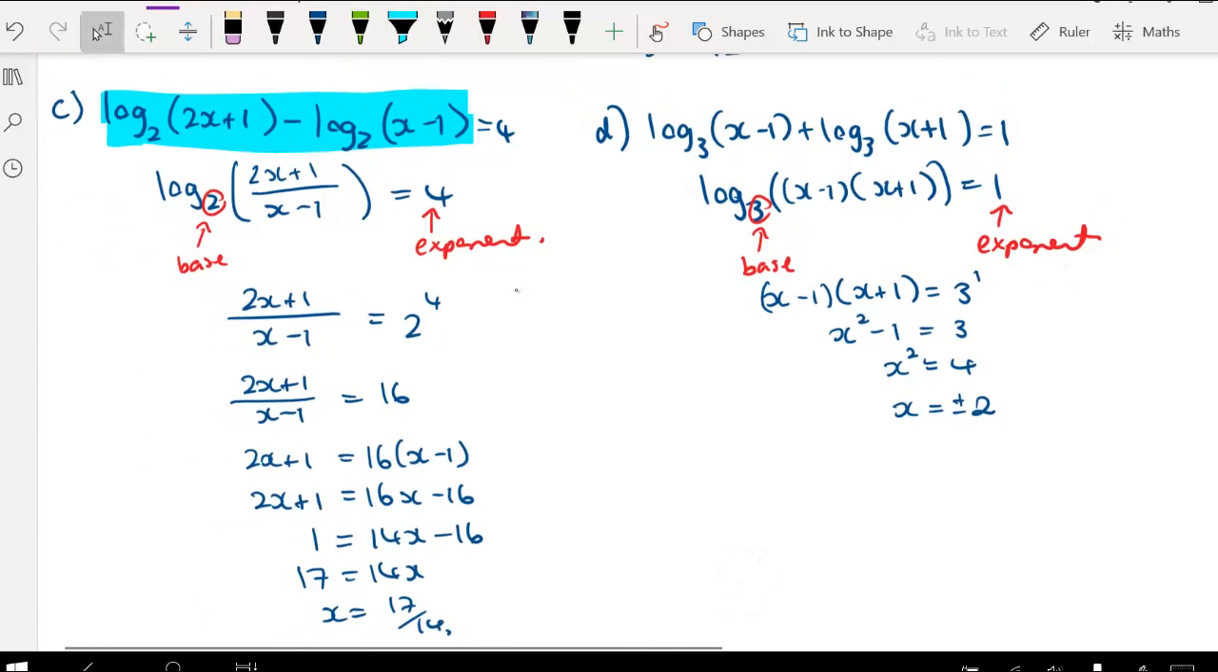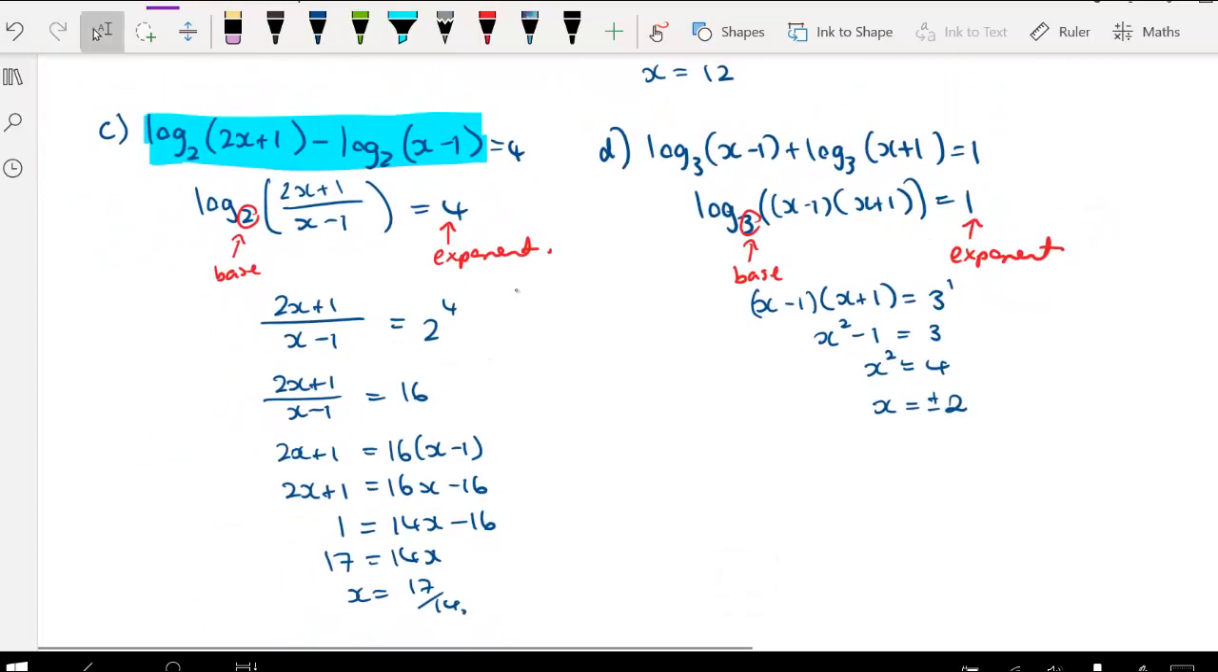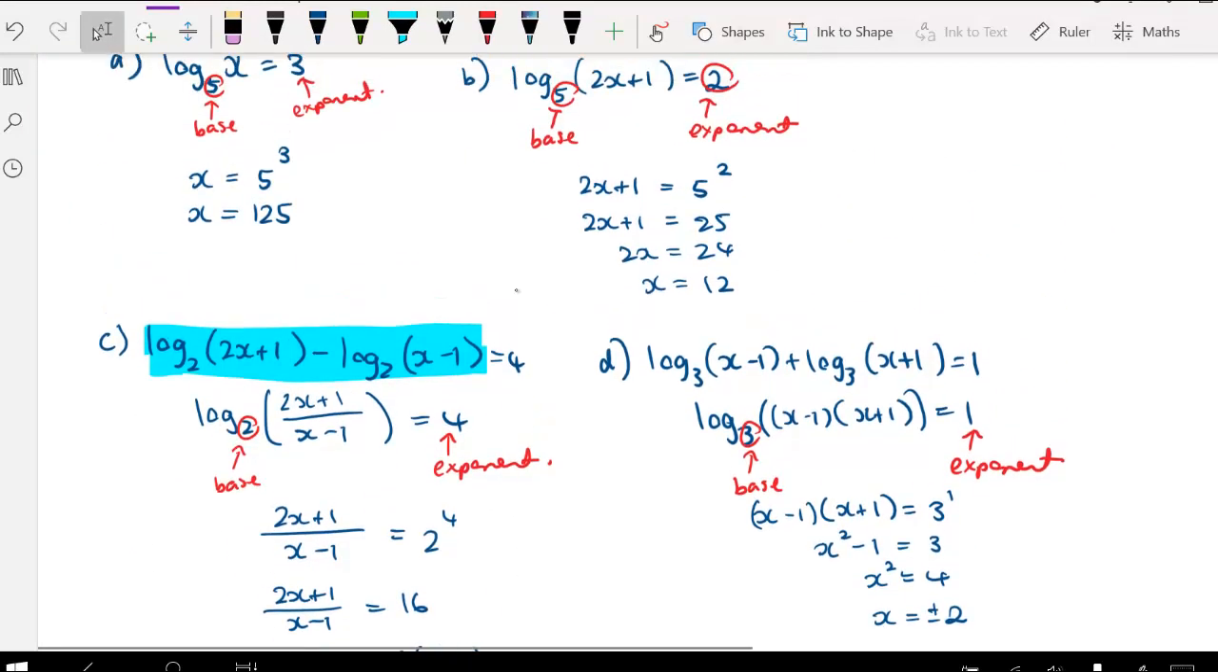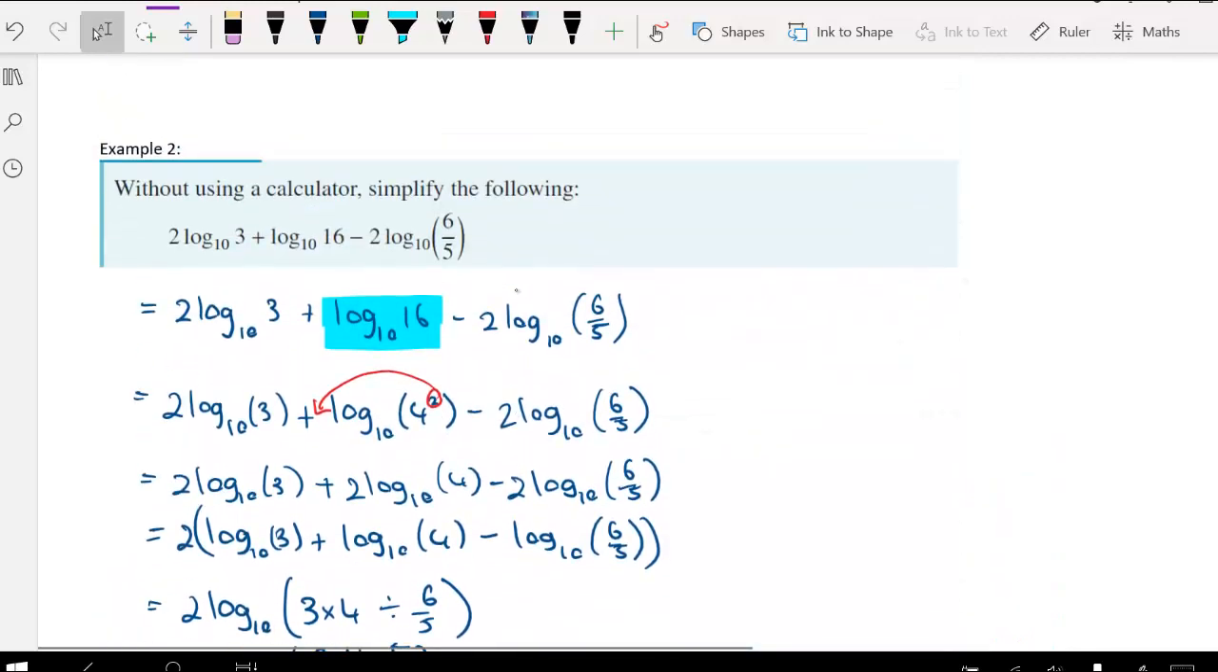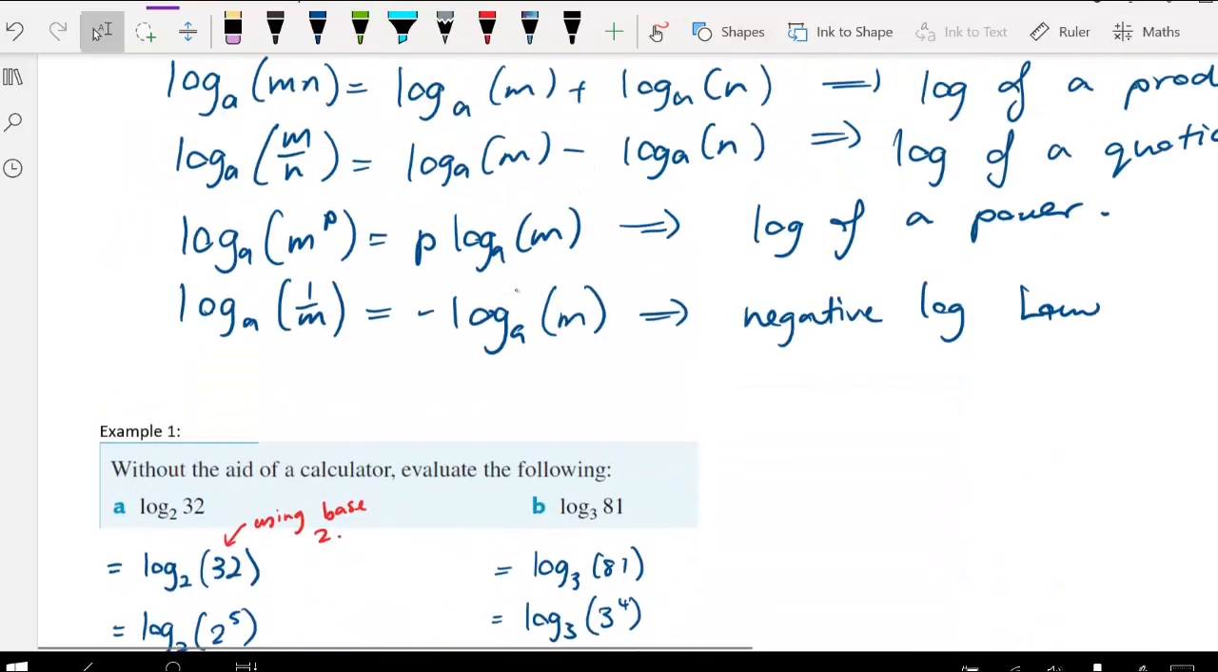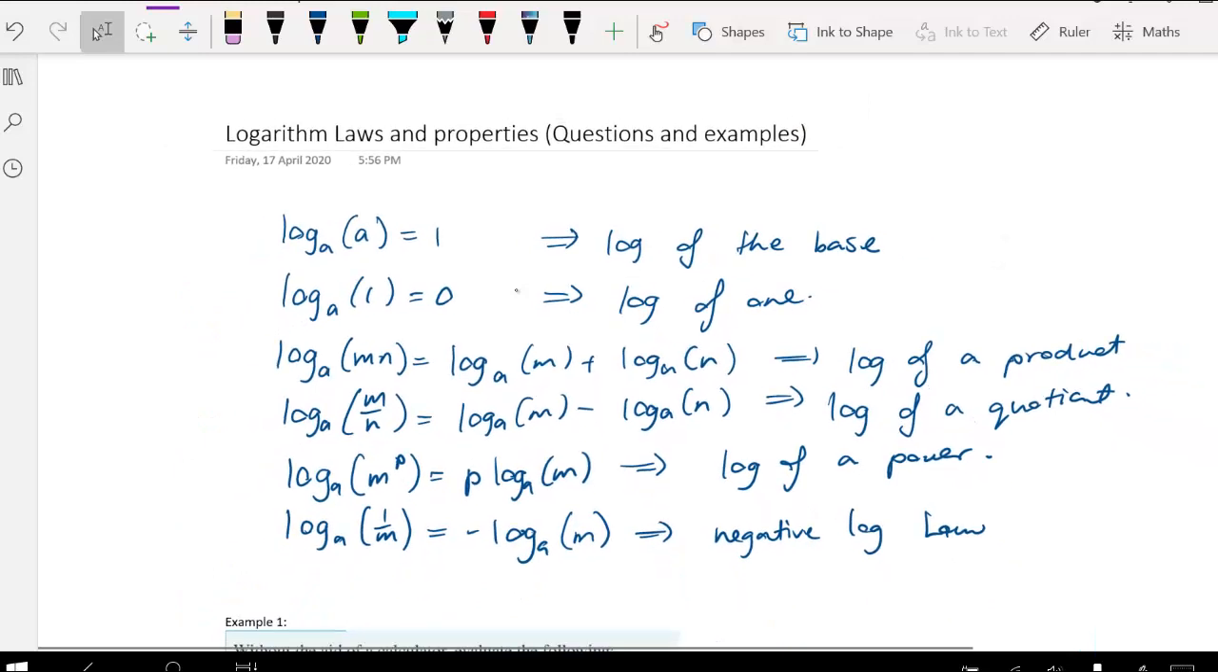So that's it. That's our examples done. This will take a bit of practice to become fluent and familiar with log laws. Make sure you're taking time to review.